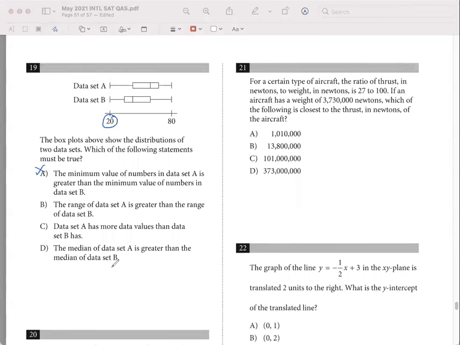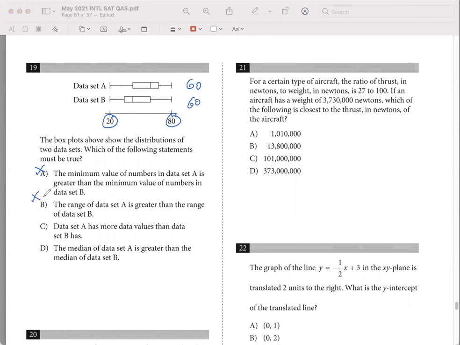The range of data set A is greater than the range of data set B? No. We know that the highest value of both data sets is 80. So the range for both is 60. 80 minus 20. So B is wrong.